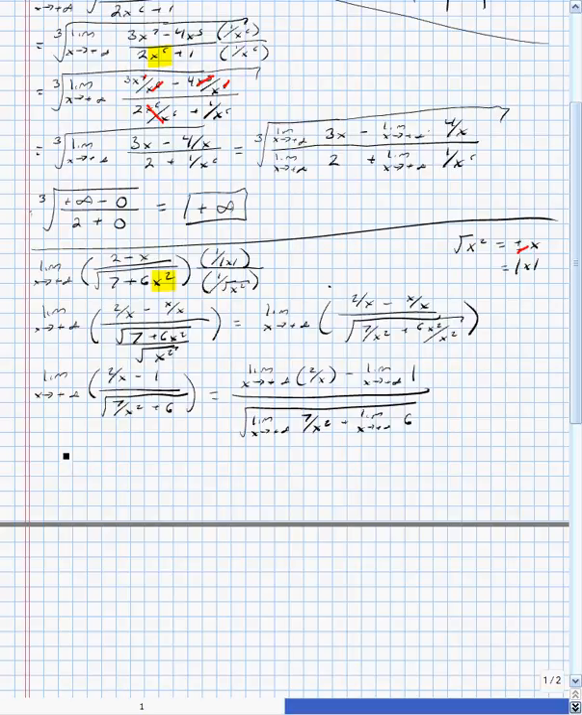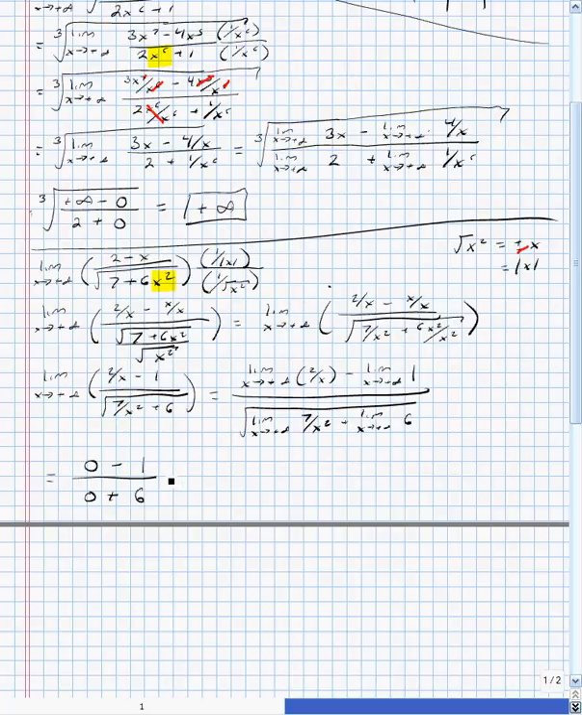Now, we'll take this, and the limit as x approaches positive infinity of 2 over x, so 2 over a really big number, is equal to 0. The limit as x approaches positive infinity of 1 is just 1. The limit as x approaches positive infinity of 7 over x squared, or 7 over a really big number, is 0. And plus the limit as x approaches positive infinity of 6, which is just 6.